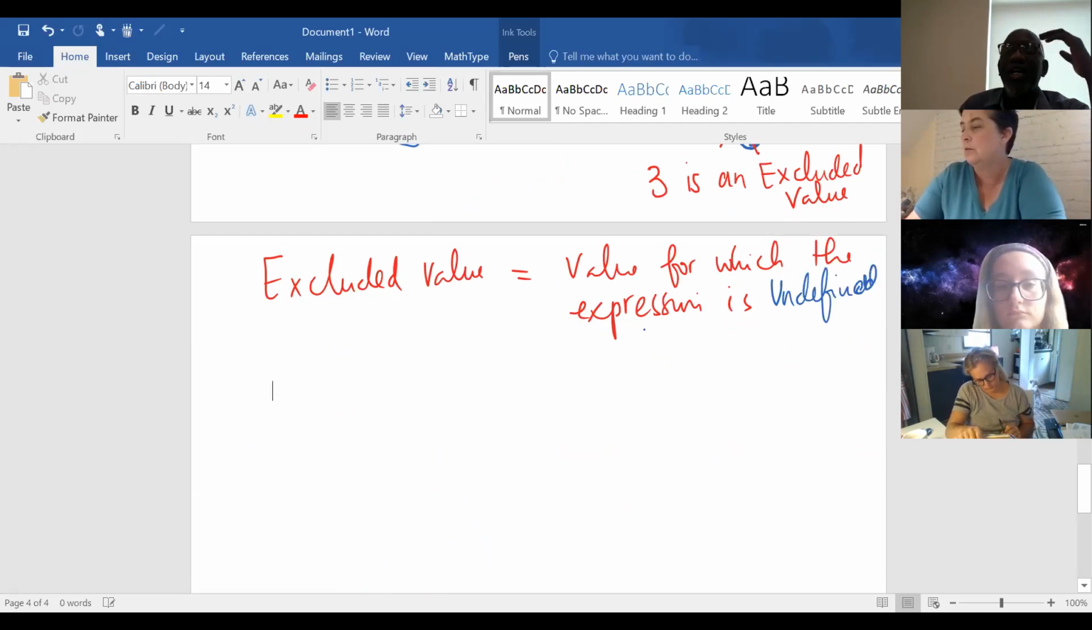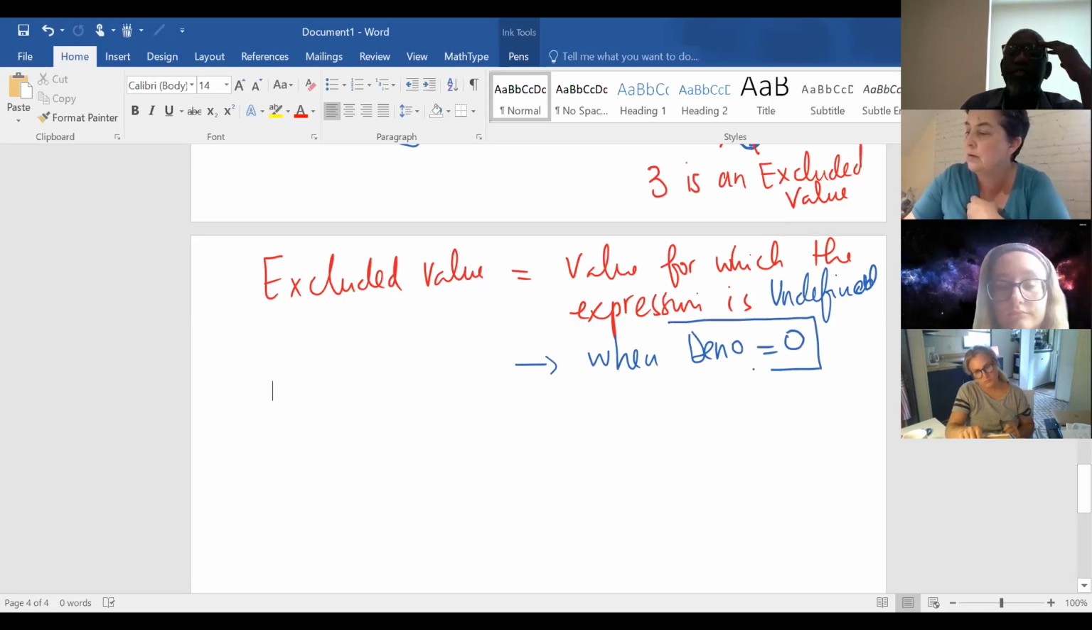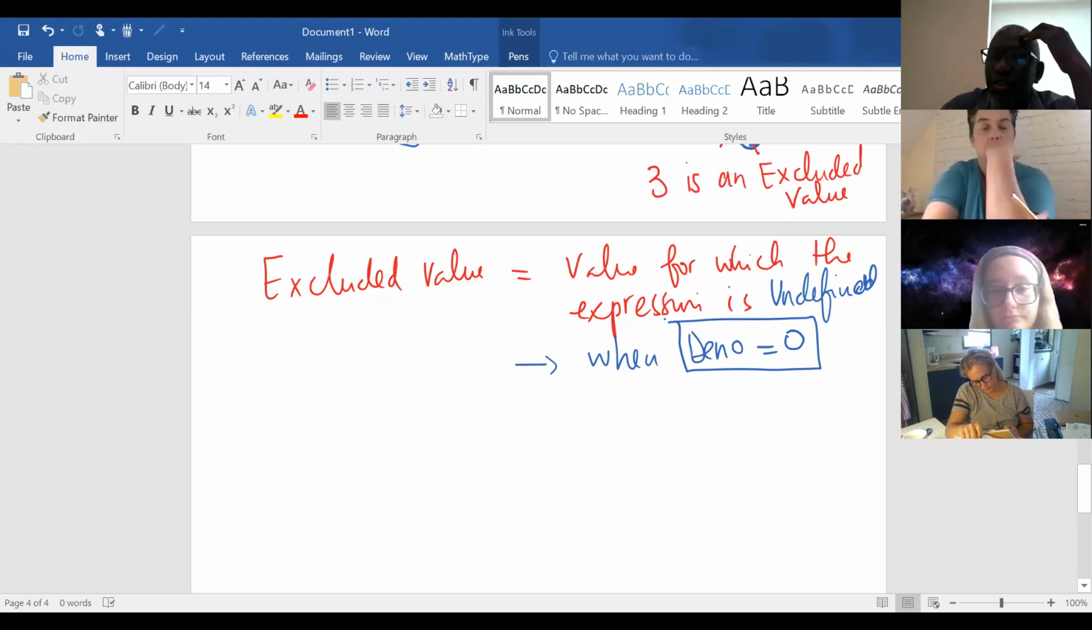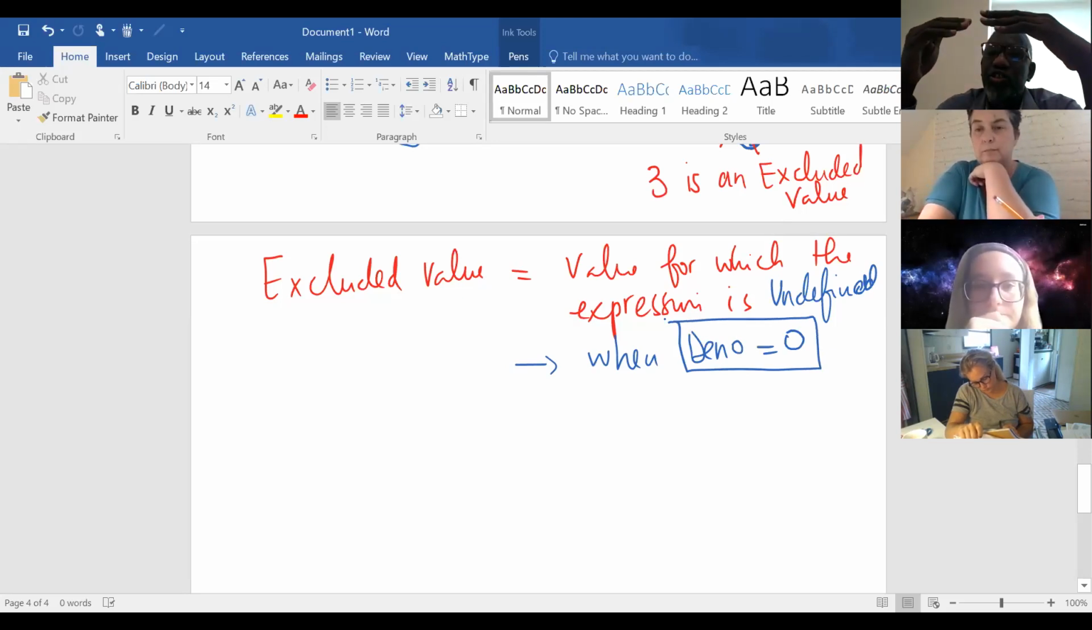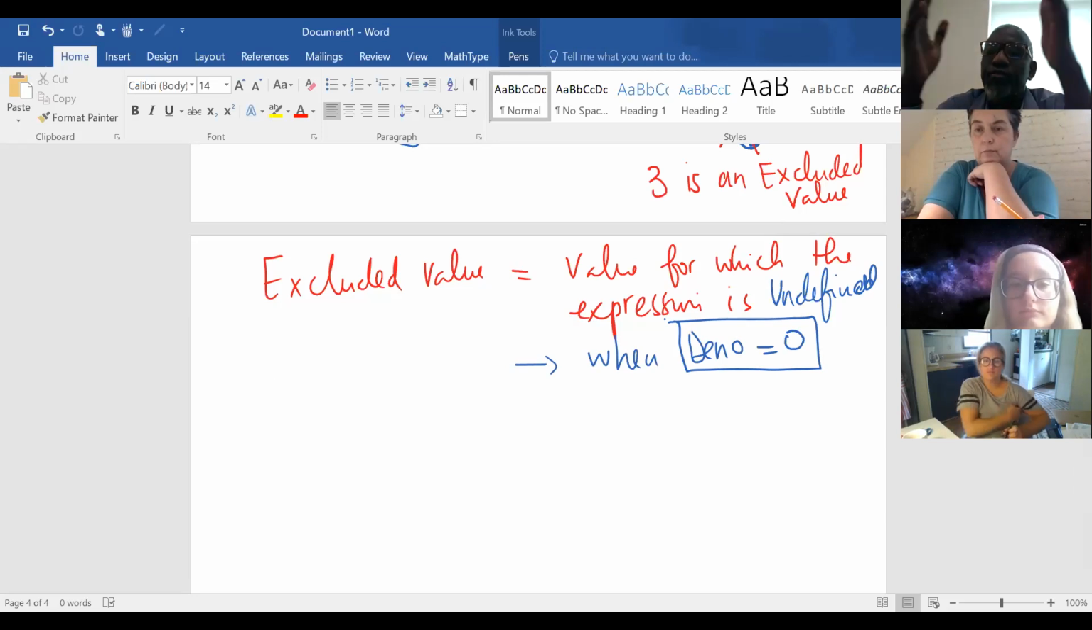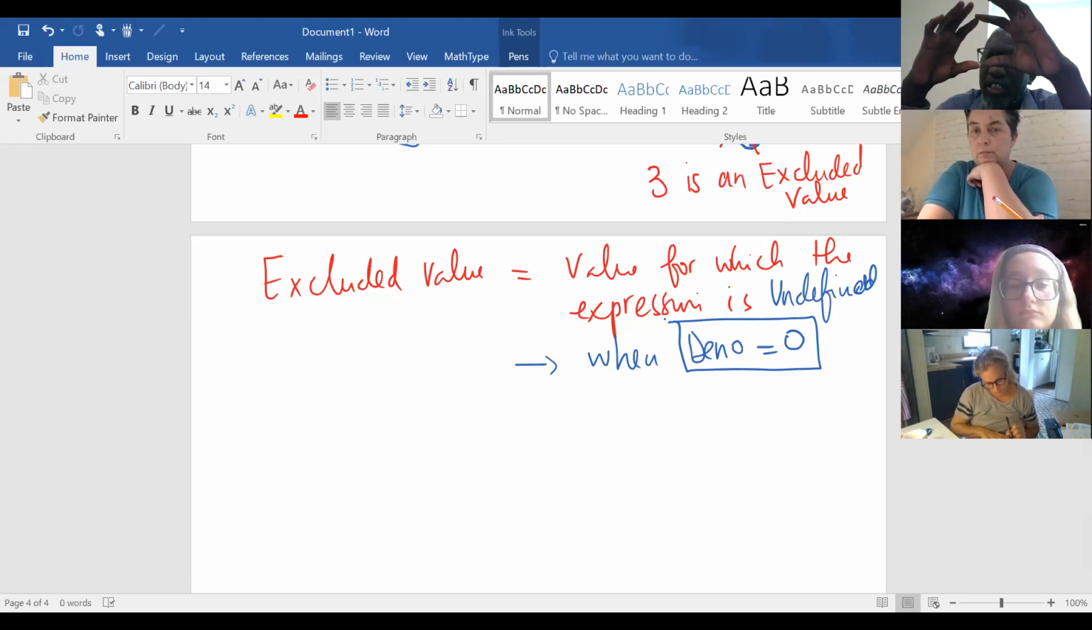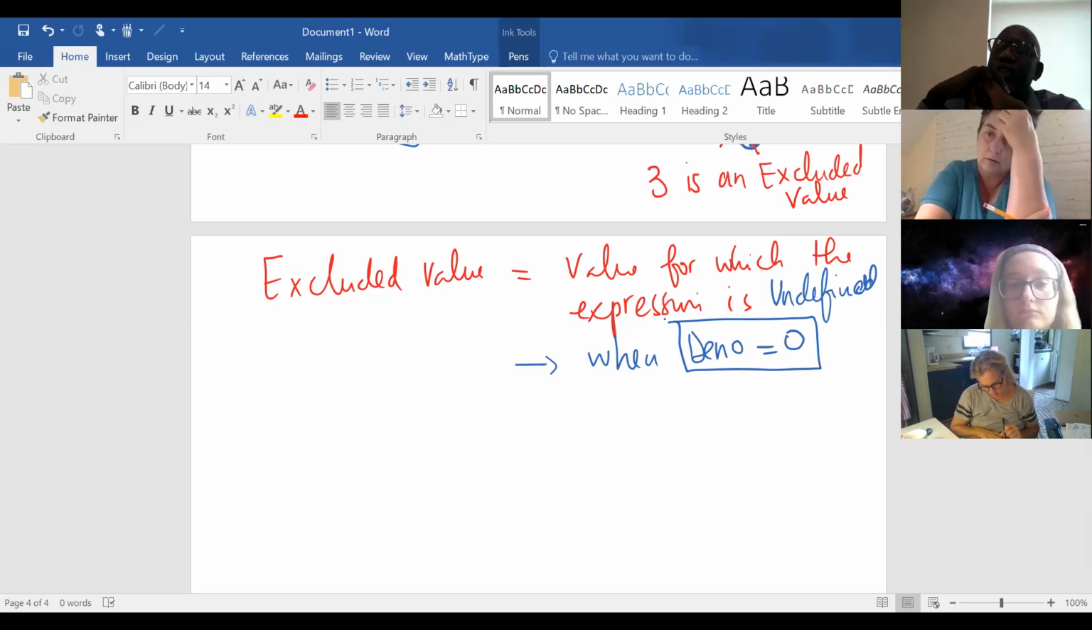And when that happens, when the denominator is equal to what? 0. Every value that makes your denominator equal 0 is an excluded value, okay? So in order to answer that, you have to take the denominator and set it to 0. And whatever solution you have, this is the excluded value, okay?